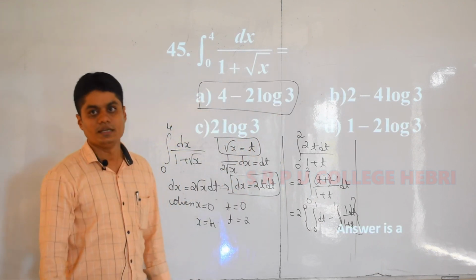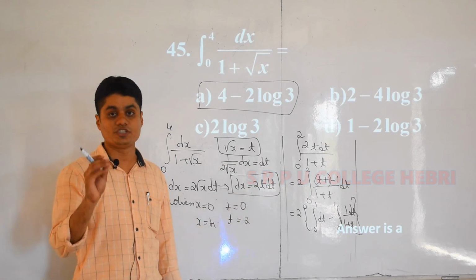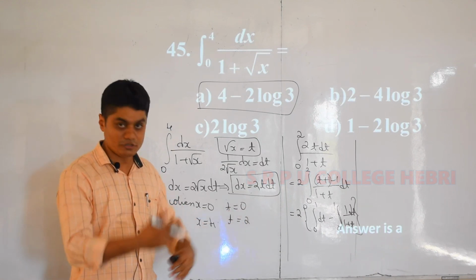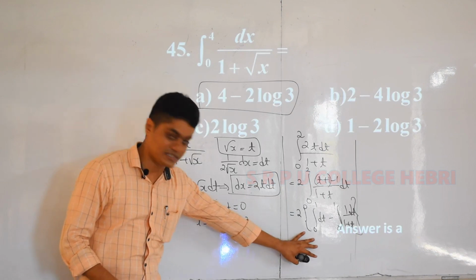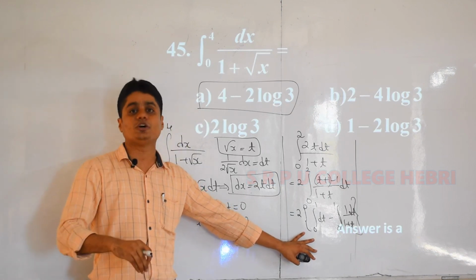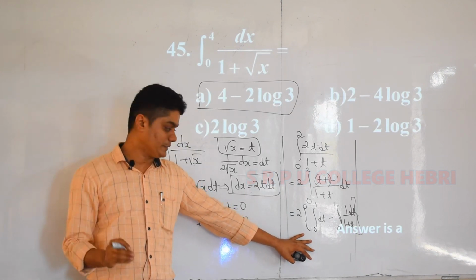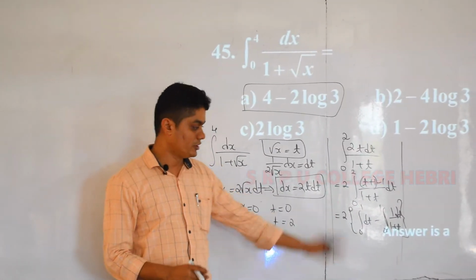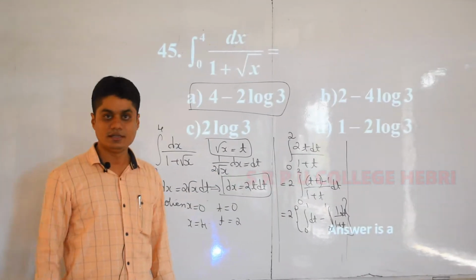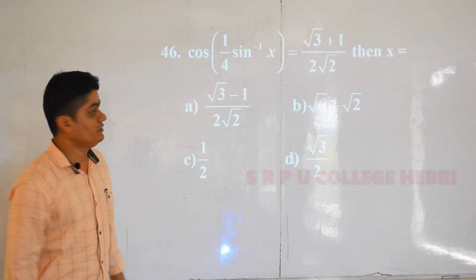4 minus 2 log 3. Completing this particular problem is your work. Please check that. Whenever you learn, don't leave your work halfway. Getting the answer which is present in the options is also very important. So please remember, you have to complete it and you have to get the answer, option A. Understood? Very good. Next question.